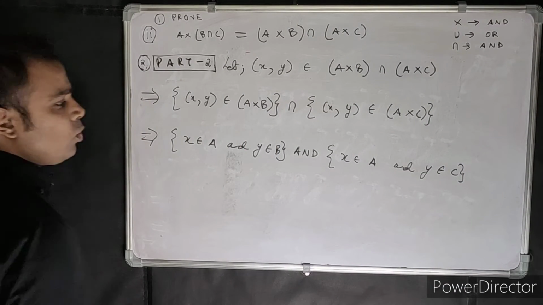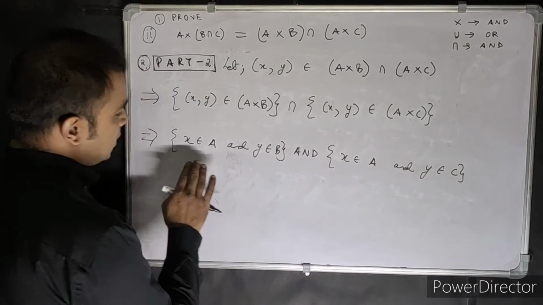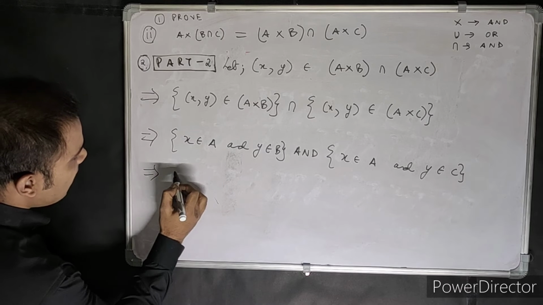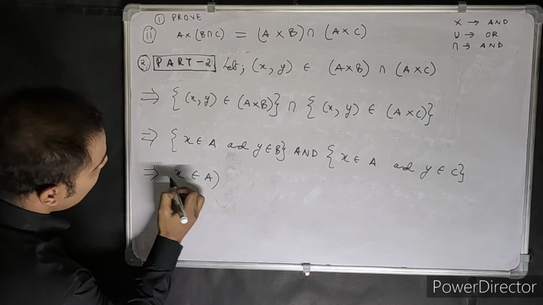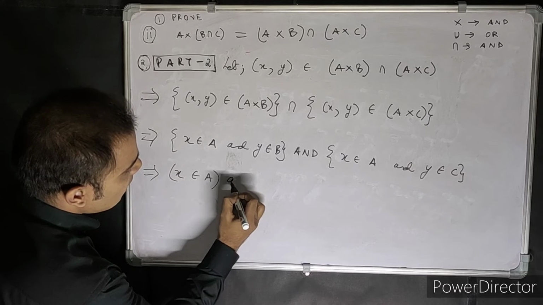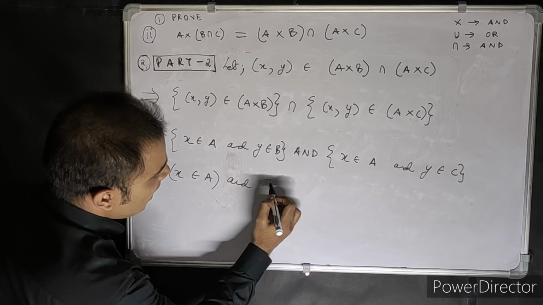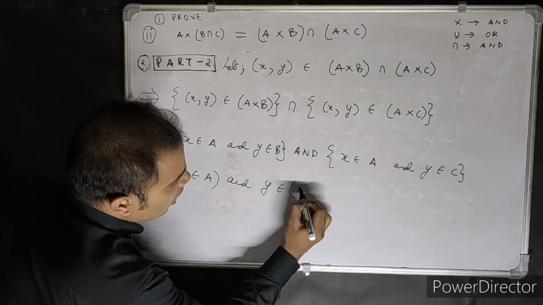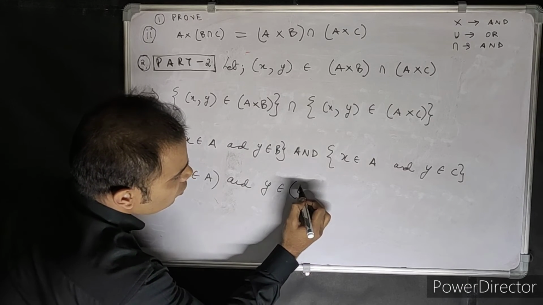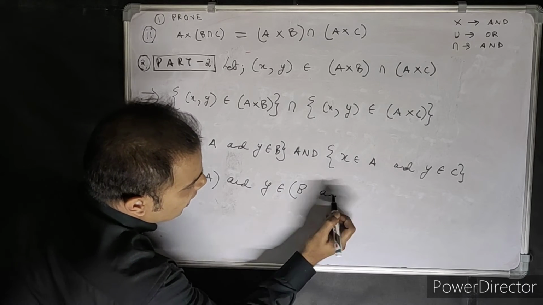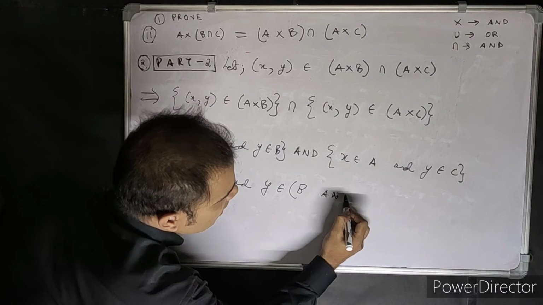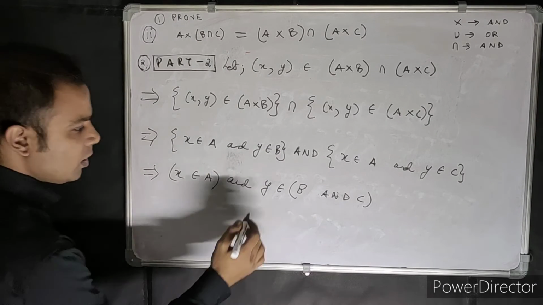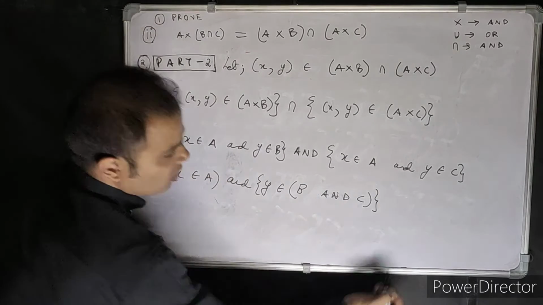Now from here, what are you going to do? You're going to take these two as common. You see X belongs to A and X belongs to A. So write that as X belongs to A, put it in a bracket and write 'and' Y belongs to set B and Y belongs to set C. Y belongs to set B and C. You can put this one in a curly bracket.